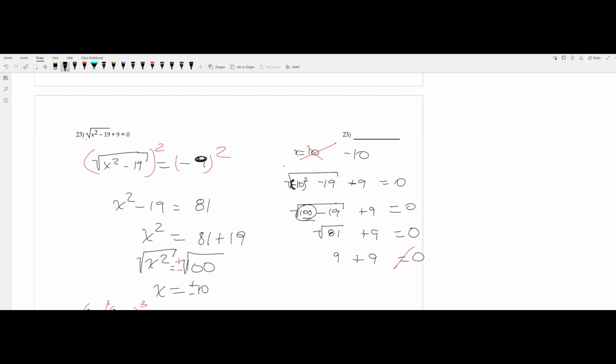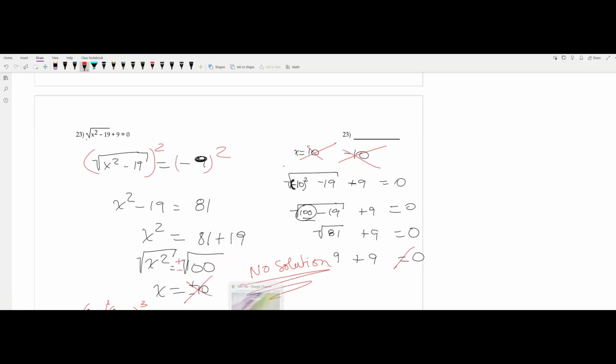So that's that. It's not positive 10, and it's not negative 10. So therefore, there is no solution for this problem.